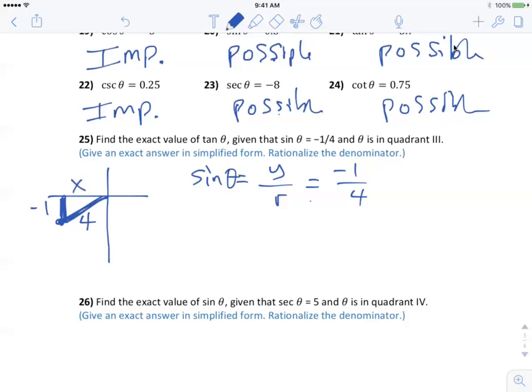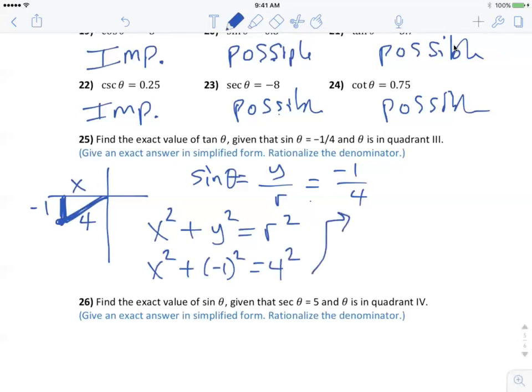Let's just go with the Pythagorean theorem. We know that x squared plus y squared equals r squared. So x squared is an unknown, y is -1, and r is 4. Now we're going to do some algebra and solve this equation. -1 squared is +1. Now I can subtract 1 to the other side, so x squared is equal to 15, and so x is the square root of 15.